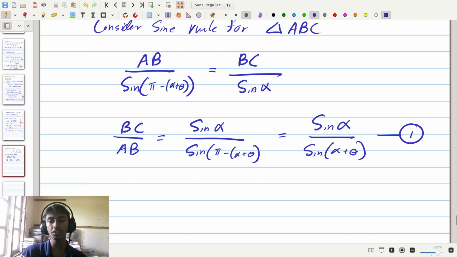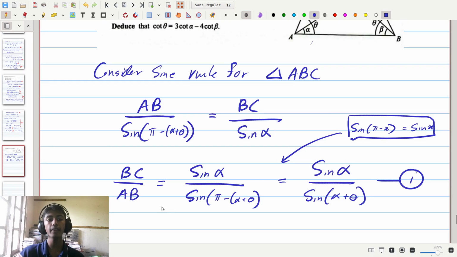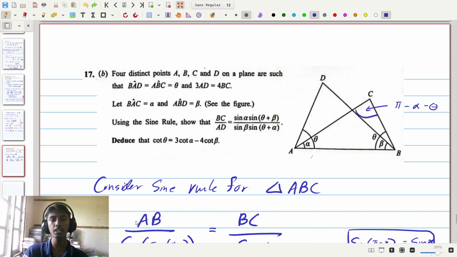And as a reason for why I can do this, I'm going to write up here that the sine of pi minus x is equal to the sine of x. I'm going to write this in a box up here, and I'm going to say that it's being applied over here. So now we have the relation that BC divided by AB is equal to sine alpha divided by sine of alpha plus theta. If we take a look at the equation that they've given us, the sine alpha divided by sine of theta plus alpha is encoded inside of this, and we can see BC is on top.